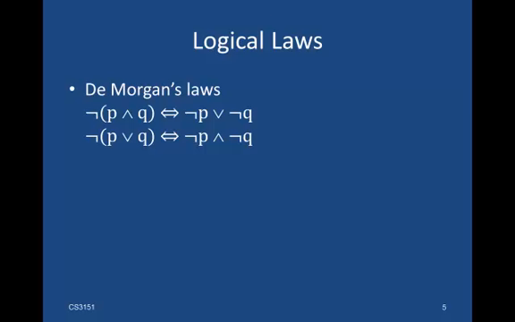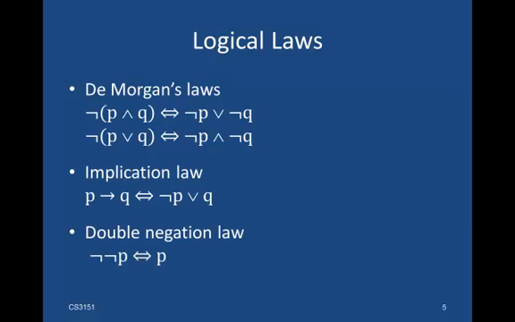There are two versions of De Morgan's law. The first one says that if we negate a conjunction, then this expression is equivalent to negating both operands of the conjunction and then replacing the conjunction by a disjunction. We get the second version of De Morgan's law if we swap the role of the and or operator. The implication law says that a proposition of the form P implies Q is logically equivalent to not P or Q. The double negation law says that we can drop a double negation.